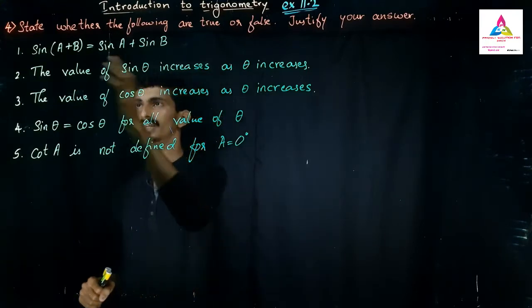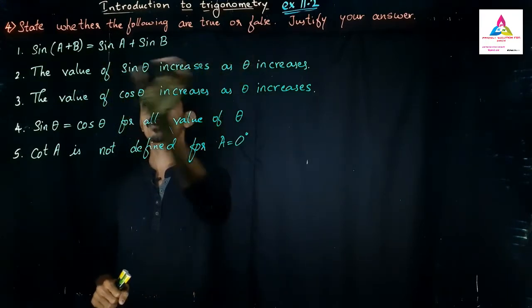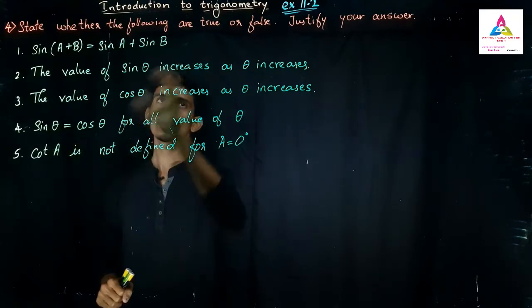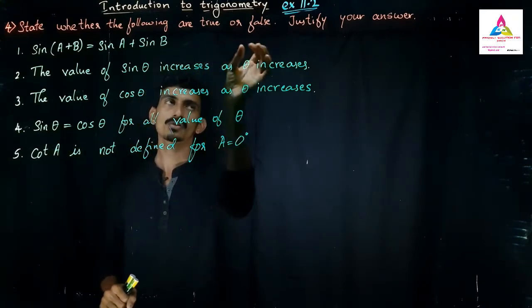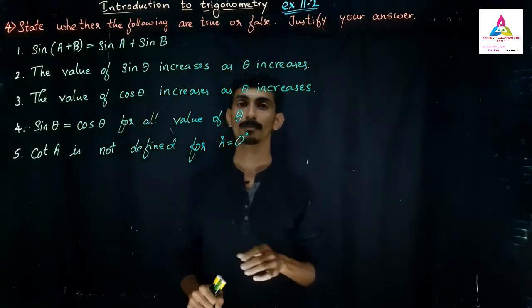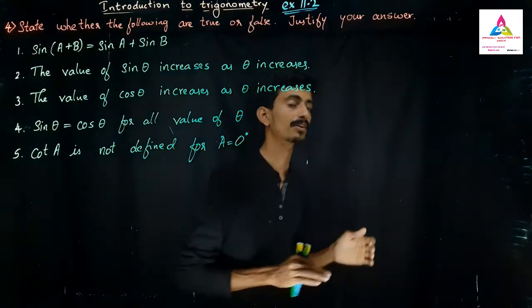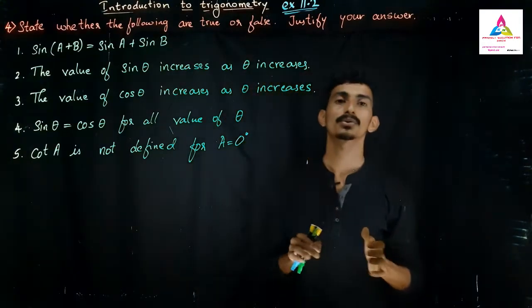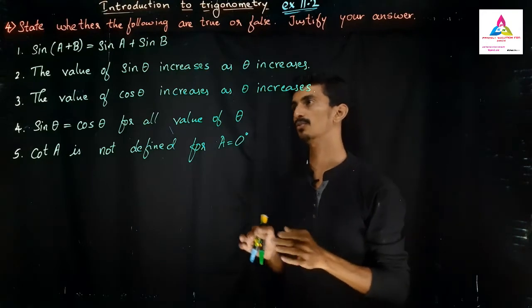Here we have to prove true or false for these 5 questions. Not only saying true or false, we also have to justify our answer. If it is true, we have to justify our answer. If it is false, we also have to justify our answer. So let us go for the first question.